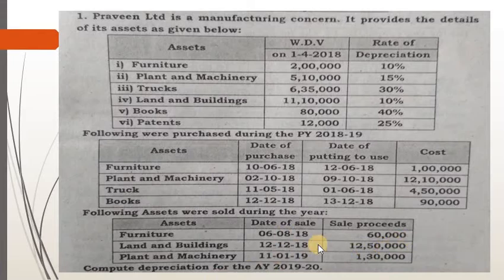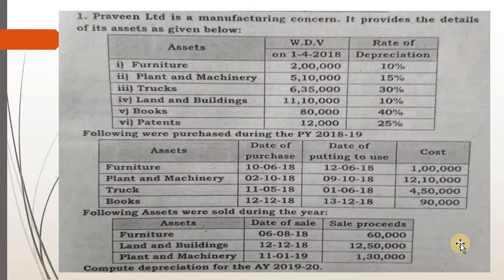So we have to compute the depreciation for assessment year 2019-20. With respect to date of purchase and date of putting it to use, we have to consider the date when the asset was used, because the Income Tax Act clearly says that if the asset is used for less than 180 days, then 50% of the rate of depreciation should be taken into account. So here the date of putting it to use should be considered for calculating the number of days of use. Now let us calculate the value of depreciation for all these assets.